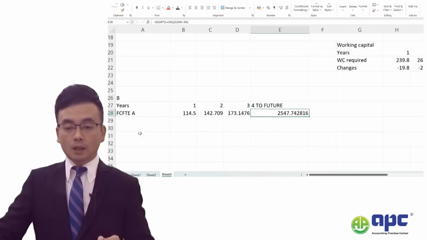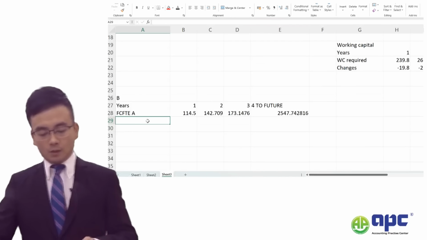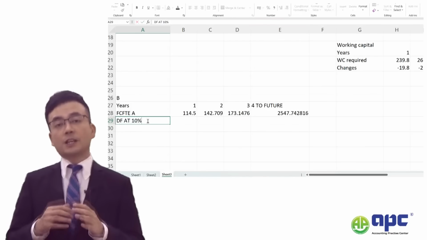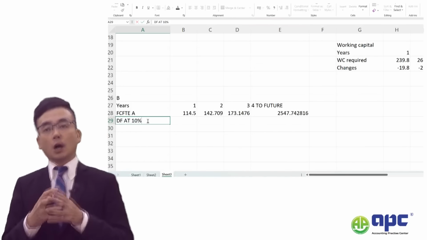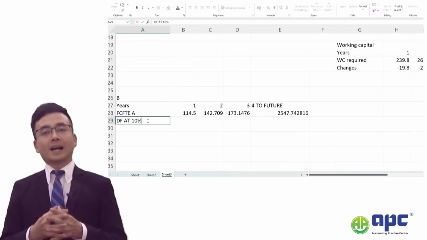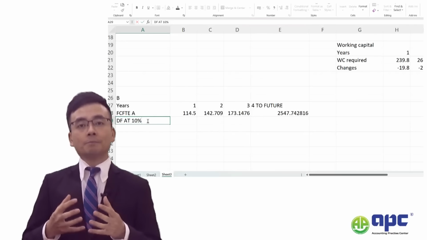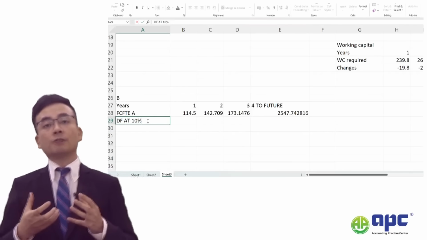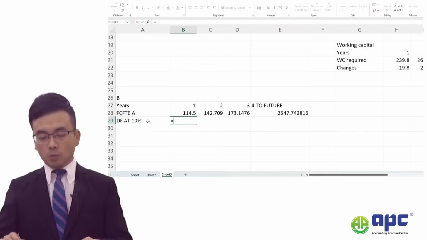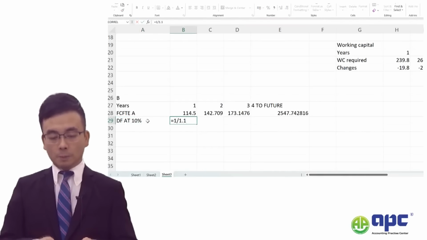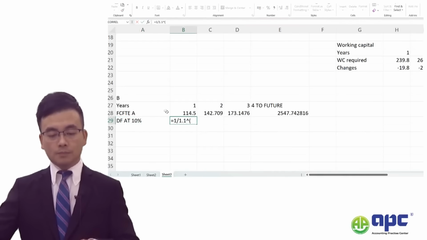So, the next thing will be to discount at 10% because the free cash flow to equity only reflects the cash flow attributable to shareholders only. So that's why we use 10% there, which will be the required return from the shareholders. In year 1, we take 1 over 1 plus 10% to the power of 1. Okay, put a bracket.